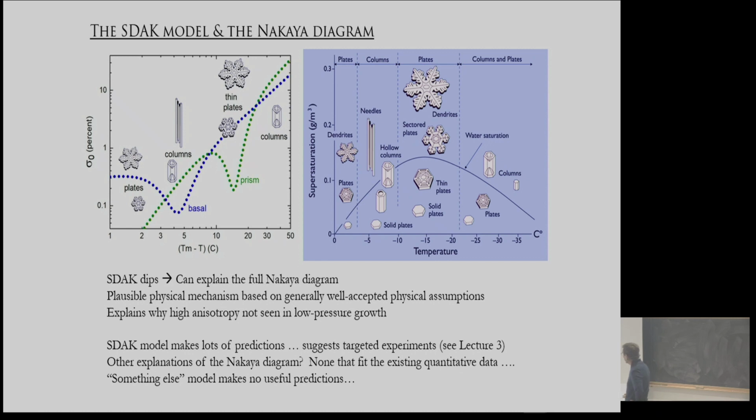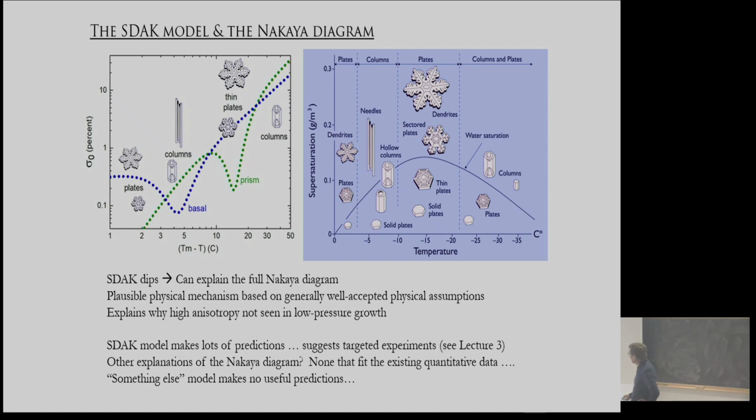Now, what's the alternative? How else are you going to do this? People over the years have made other models of the Nakaya diagram, and with more data, especially with the facet growth data, you can throw them all away. They don't fit at all. So this is it. This is the best model we have.